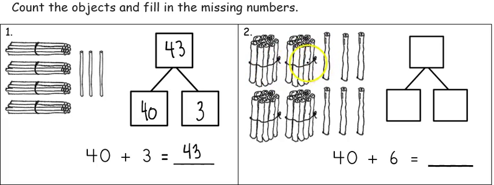The next group, I have some larger twigs. And again, they're bundled in tens. So I have 10, 20, 30, 40, 41, 42, 43, 44, 45, 46. So now I have 46 sticks in all. It has been bundled into 4 groups of 10, which would give me 40 sticks, and then 6 more individual sticks. So 46 is made up of 40 and 6, and that number sentence shows us the same thing. 40 plus 6 equals 46.